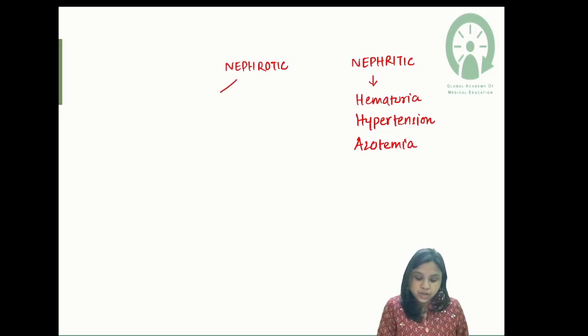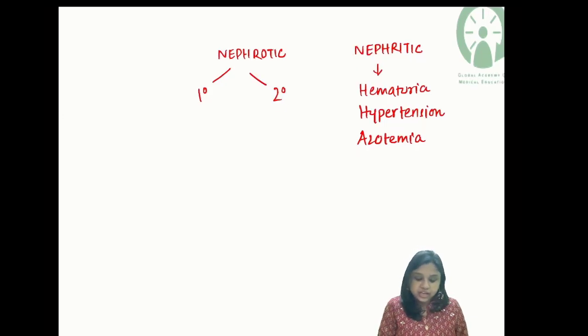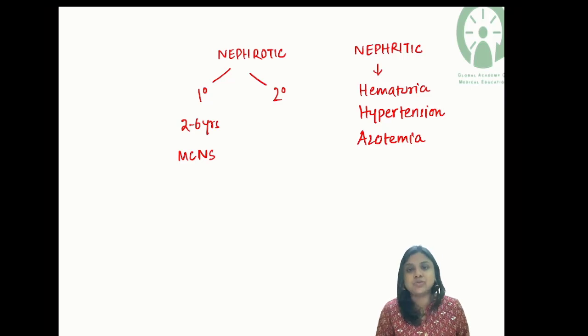Now, nephrotic syndrome can be primary nephrotic syndrome and secondary nephrotic syndrome. In age group 2 to 6 years, we are going to get the primary nephrotic syndrome. Okay, and the cause of primary nephrotic syndrome is usually idiopathic, and histologically the most common cause is minimal change nephrotic syndrome, which is steroid responsive nephrotic syndrome.